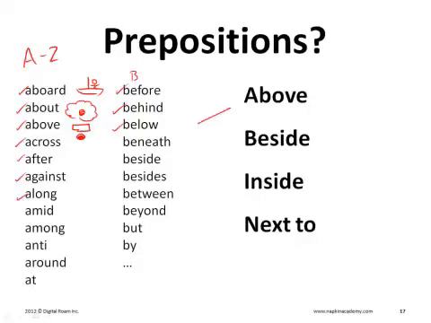Let's look at some of the most important, some of the prepositions we use the most. And there's something interesting I want to show you about them. They're very, very easy to illustrate with simple little maps. So above, no words required. This thing is above that one. Beside, there it is. Inside. There it is. Next to.